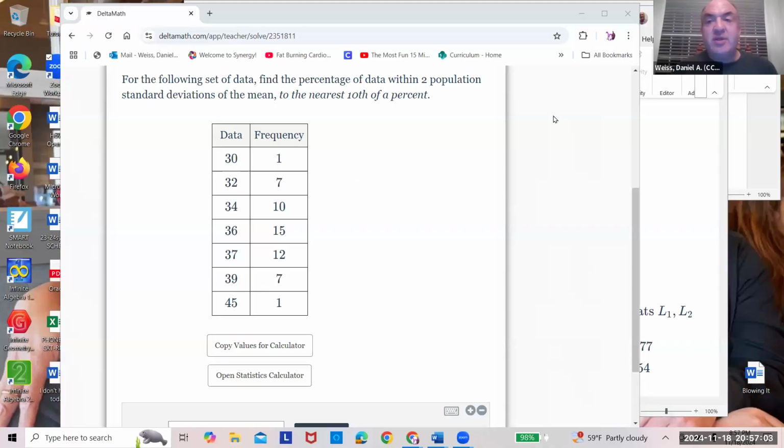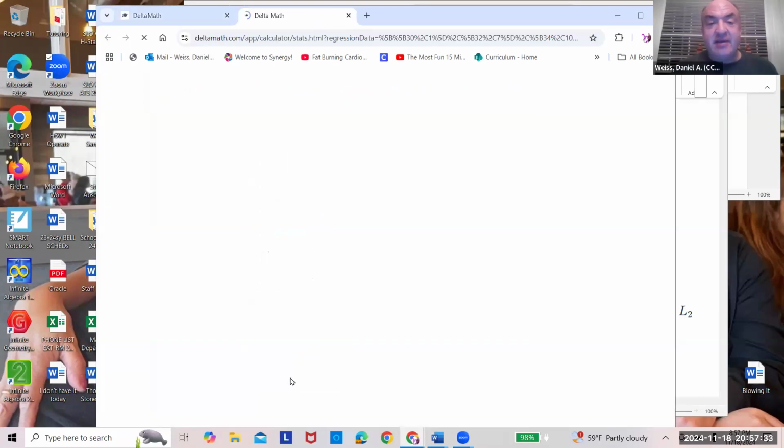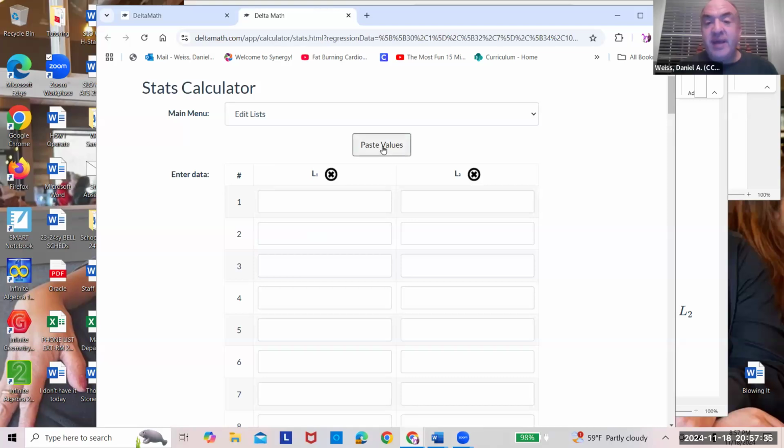All right. So you're going to have a problem that looks like this. Okay. For the following set of data, find the percentage of data within two population standard deviations of the mean to the nearest tenth of a percent. Okay. No problem. Here's what you're going to do. Just like you did in the last assignment, you're going to copy values for calculator. Okay. Open statistics calculator. Go ahead and paste the values, and the values show up.